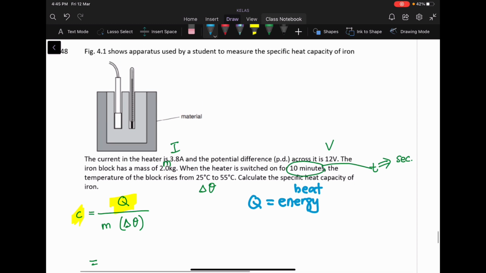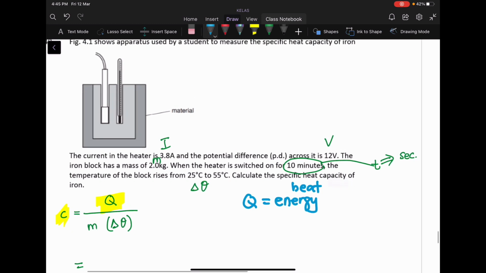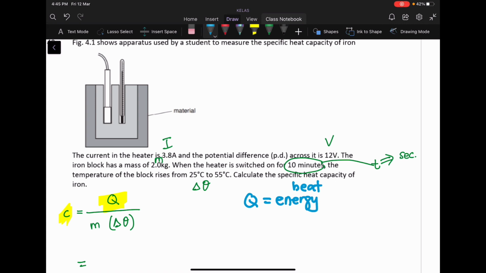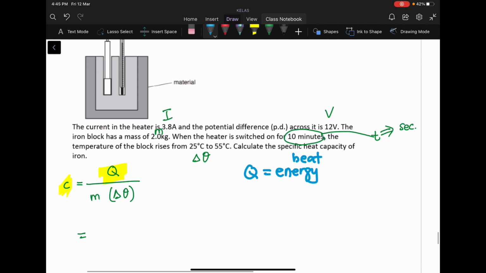So when we know that, is there anything that we can do? Now, given here, we have current and then voltage. What do you think? What is that? Actually you know the power. Although the power is not given directly. So how do you calculate power? We have V times I. But we want Q, energy. And then you know that power equals to energy over time.